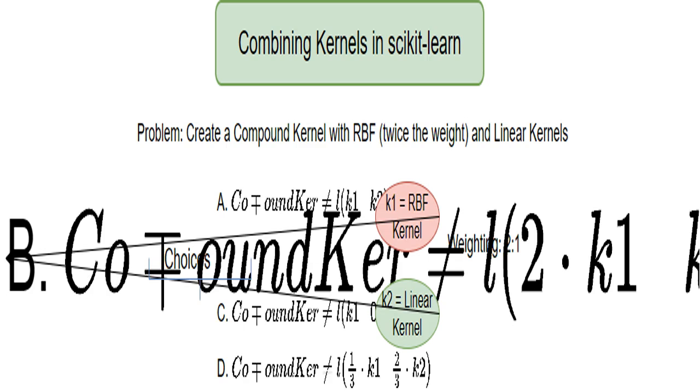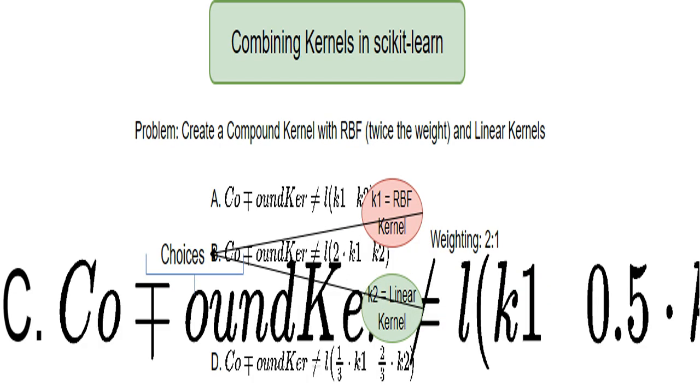Here, I am giving the RBF kernel a weight of 1, twice the weight of the linear kernel, which is 2. While this achieves the desired 2:1 ratio, the weights don't add up to 1. Although Sklearn can handle this, option D is better because it's explicitly normalized.